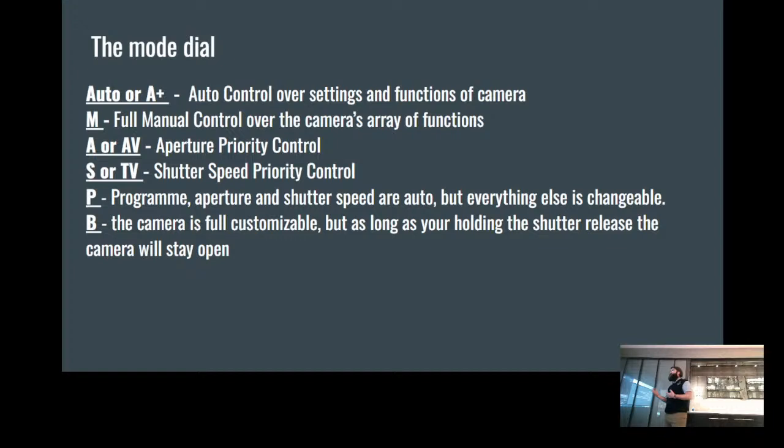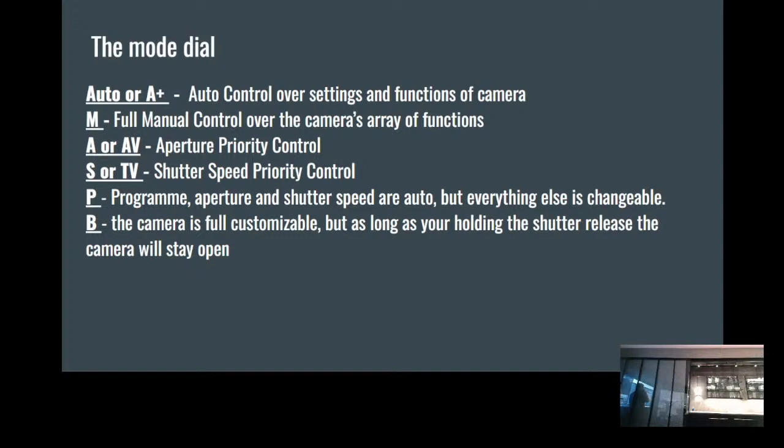So A+, it could be an IA, it also could just say auto on there. Typically it's symbolized with green color. That's auto control over settings and functions of the camera. This makes it real easy. Switch to auto, the camera does all the work for you when you take that picture. It'll balance the light, make sure that things aren't too dark, checks to see how fast objects are moving within your frame. It really is kind of a jack of all trades.